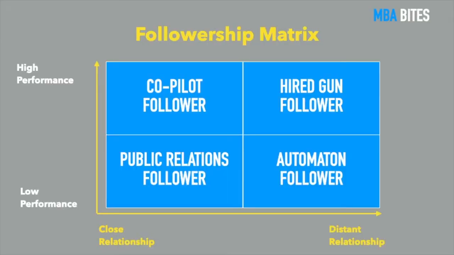In terms of relationships, some followers opt to work very closely, to collaborate closely with their managers, to talk, to discuss, to articulate things. And others choose to retreat, to create a more arm's length distance between themselves and their managers. So the 4 profiles are based on these 2 dimensions, performance and relationship proximity. So the first type of follower is the public relations follower.